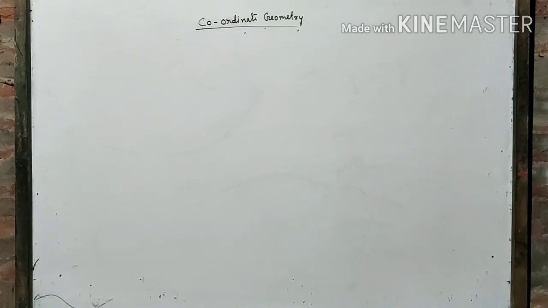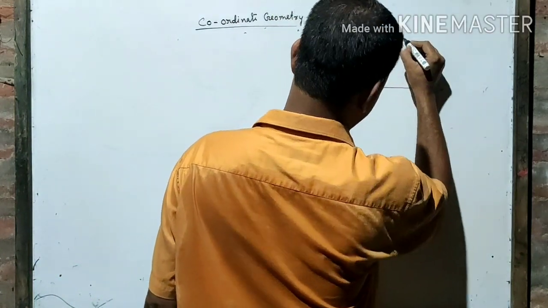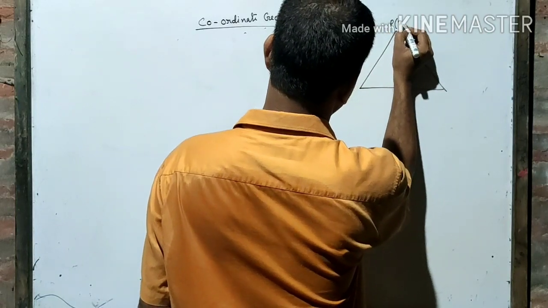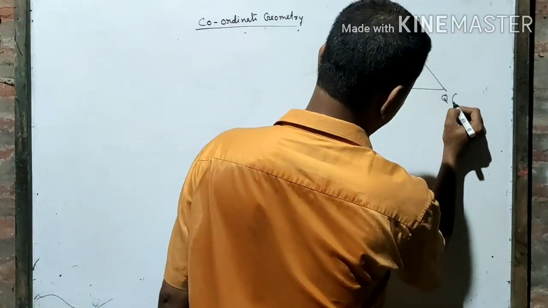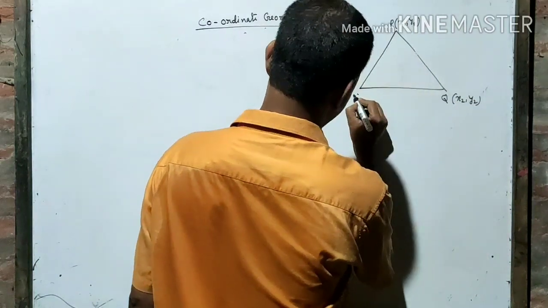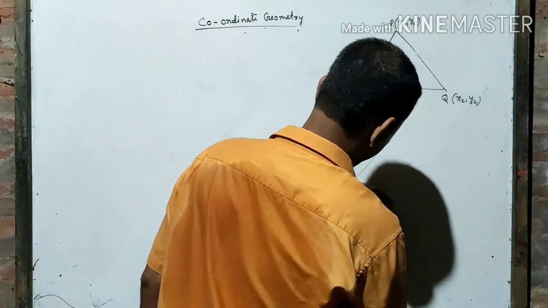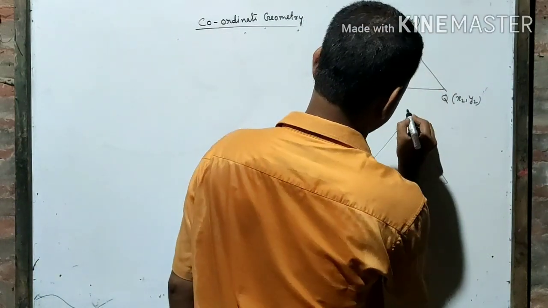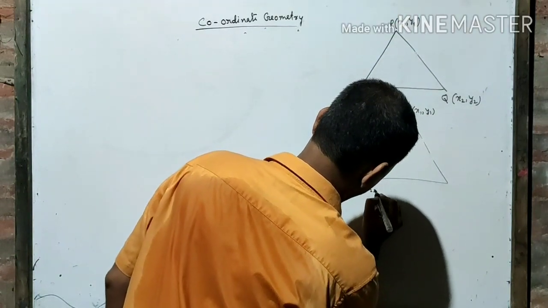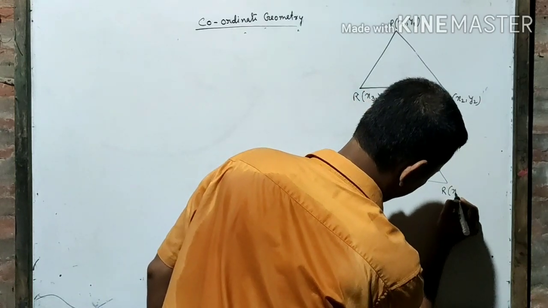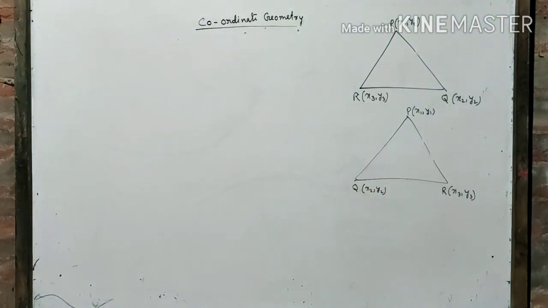Then there comes area of a triangle. The formula for finding area of a triangle. Suppose this is a triangle P (x1, y1), Q (x2, y2), R (x3, y3). You can also write it in this way: P (x1, y1), Q (x2, y2), R (x3, y3). Suppose (x1, y1), (x2, y2), (x3, y3) are the vertices of a triangle.